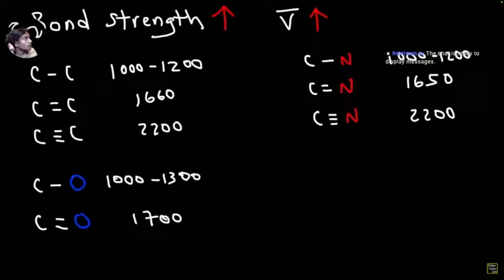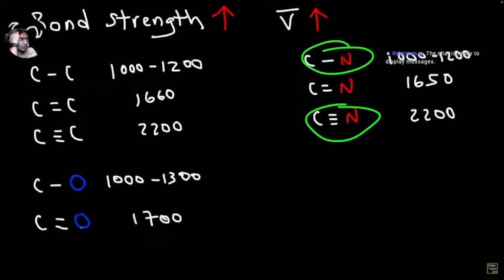Now, the next relationship that we need to consider is the one between bond strength and wave number. As the strength of a bond increases, the wave number goes up. We know that triple bonds are stronger than double bonds, and double bonds are stronger than single bonds. Thus, triple bonds will have a higher wave number than single bonds. We can see that in the case of alkynes relative to alkanes, in the case of nitriles versus amines, and carbonyls versus a C single bond O stretch.